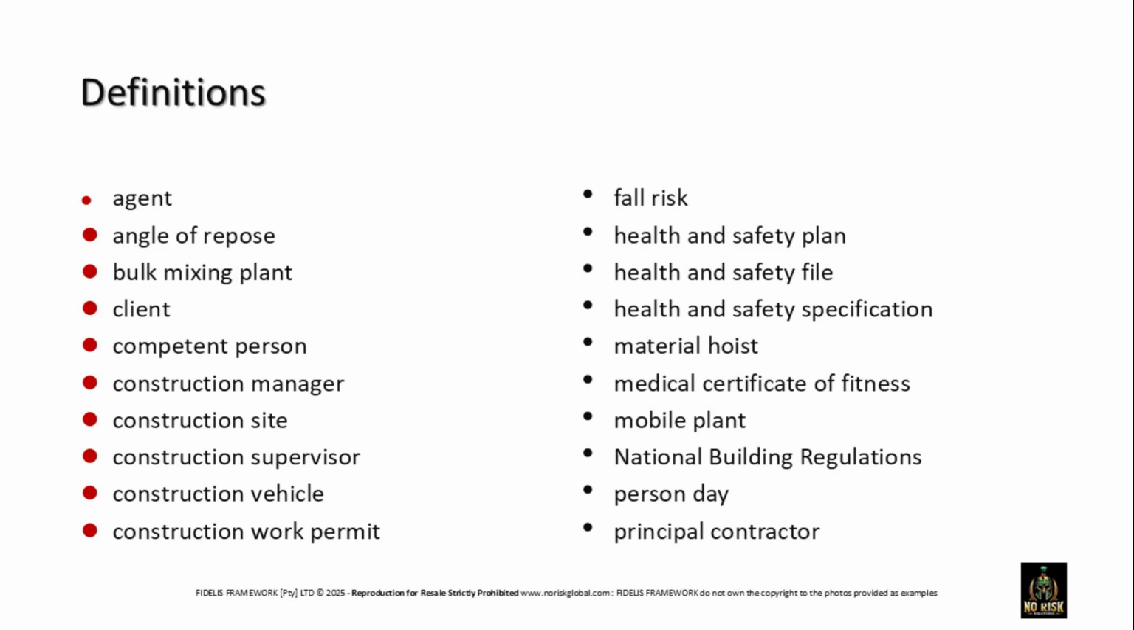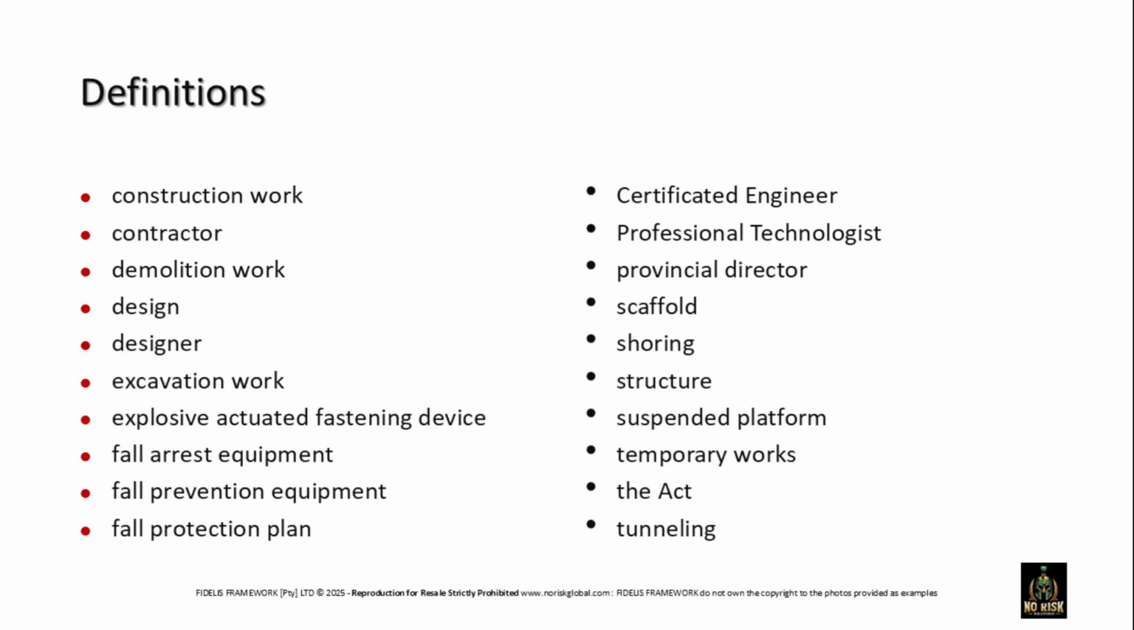Understanding key definitions is crucial for navigating construction regulations. Terms like agent, competent person, construction manager, and fall risk are foundational to grasping the scope and responsibilities within construction work. Continuing with definitions, we have terms such as construction work, contractor, demolition work, and tunneling. These definitions help clarify roles and processes in construction projects.